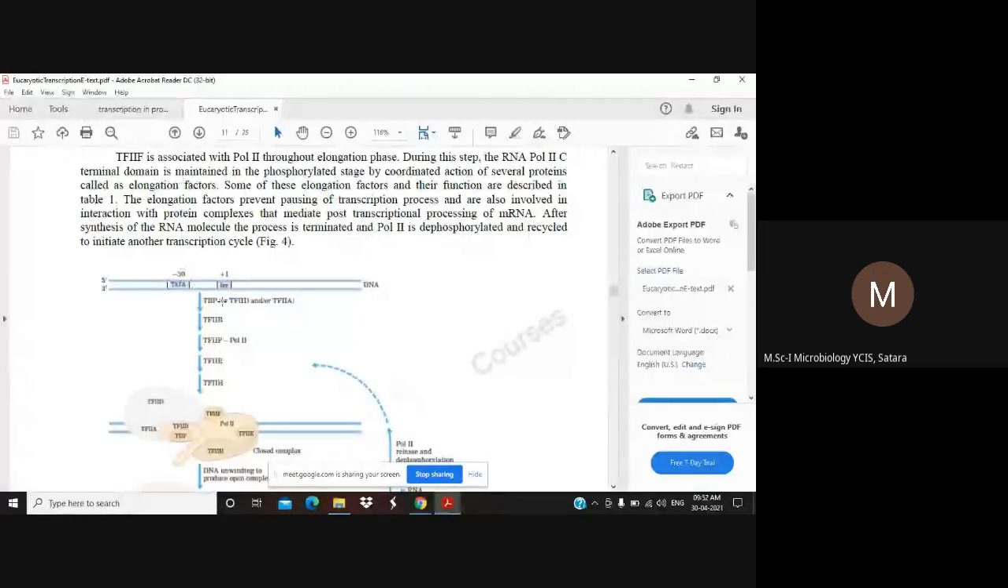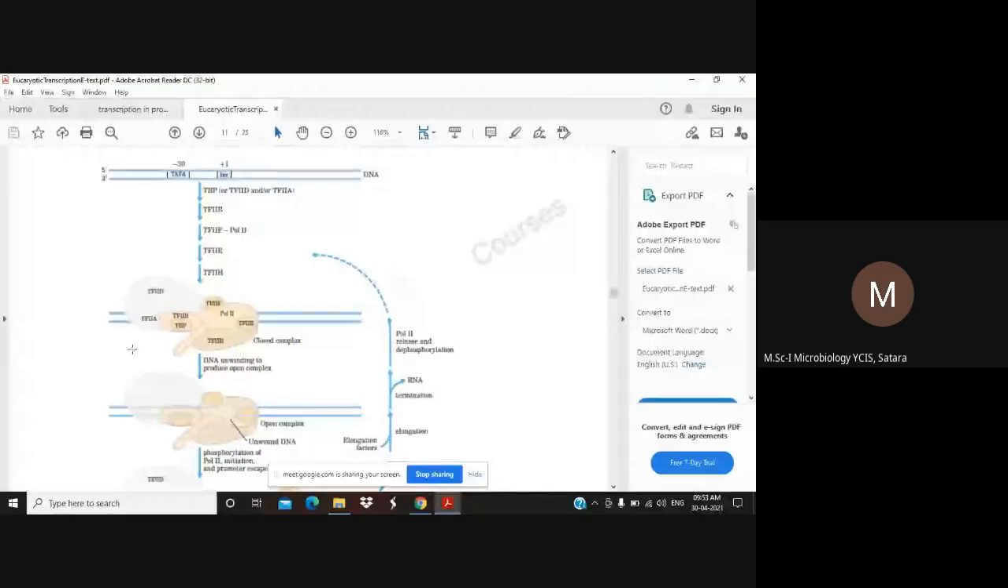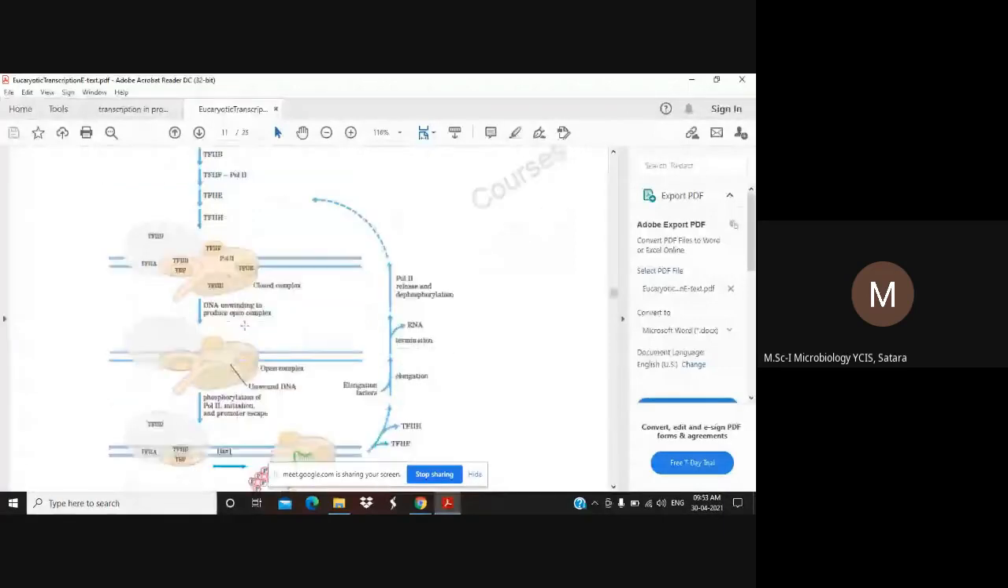So first there is the binding of TBP or TF2D and TF2A. That is, first TF2D binds, then A binds, after A B, then TF2F. It is along with RNA polymerase 2, then E, H and finally J binds. J is not shown here. So initially it is a closed complex. Unwinding starts. There is the formation of the open complex.